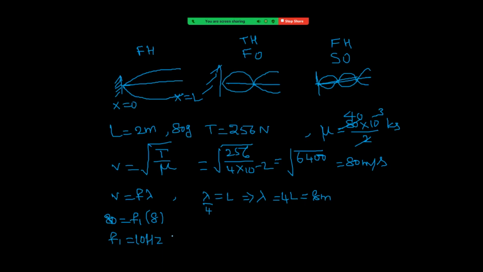Now the next one is the third harmonic. The third harmonic frequency is 3 times the first harmonic, so 30 Hz. And the next one is the fifth harmonic, whose frequency is 5 times the first harmonic. Once we have velocity and frequency, we can find the corresponding wavelengths directly by speed divided by frequency. So like this, we can solve the problem. Now see the next problem.